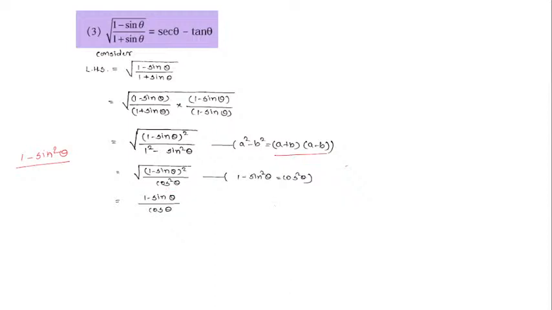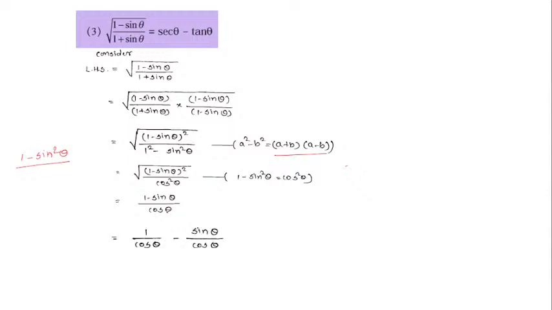Okay, now it's time to remove this square root sign. In the numerator, we have 1 minus sin theta bracket square. So this square root and square will cancel each other, so as to have only 1 minus sin theta in the numerator, divided by, in the denominator also, square and square root will cancel, so as to have cos theta.